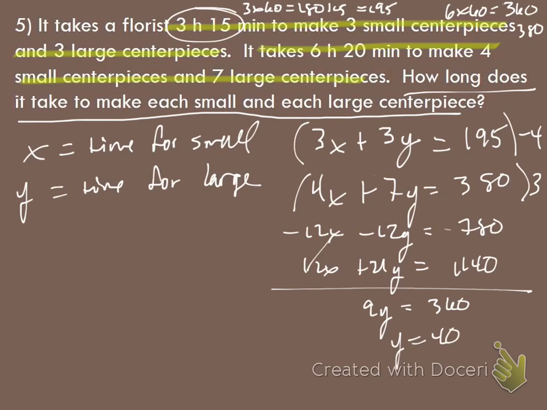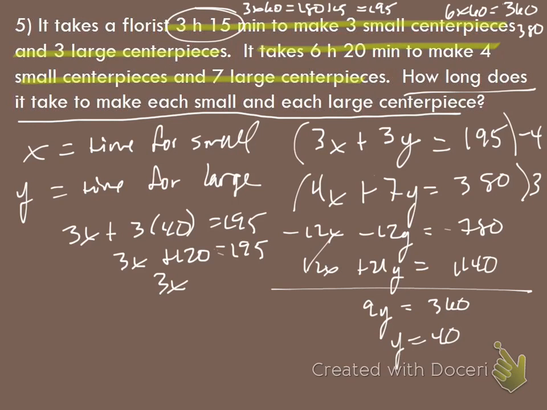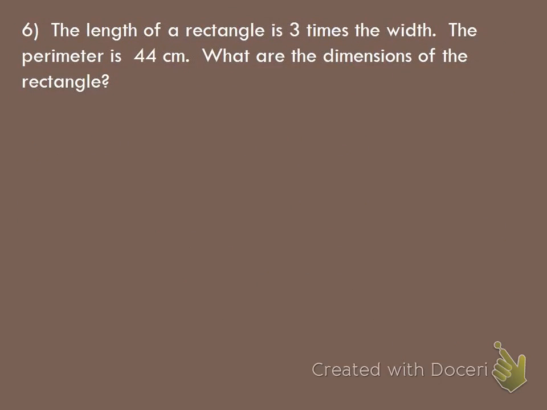Divide by 9, and so 40. So it's going to take them 40 minutes to make a large centerpiece. And then to find out how long it's going to take to make a small one, we plug that back in. So it's going to take 25 minutes to make a small one. Okay? Oops, sorry about that. There you go. Okay? All right.